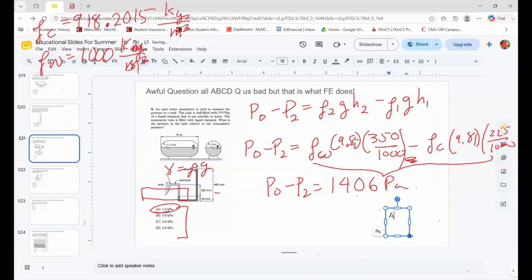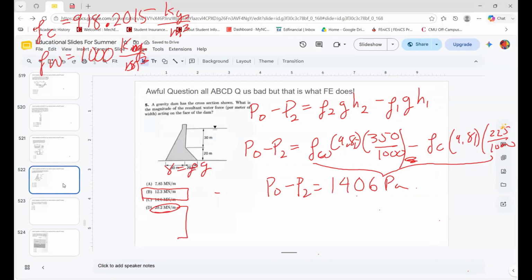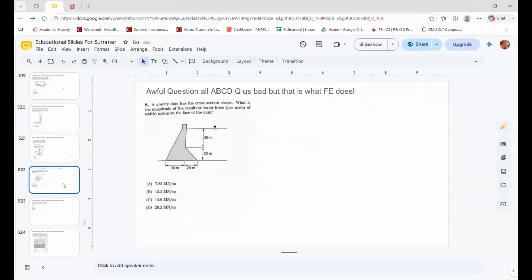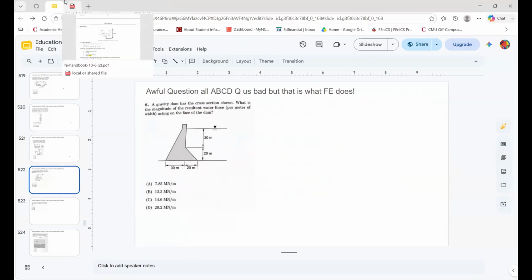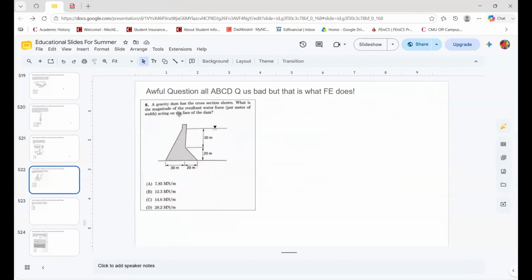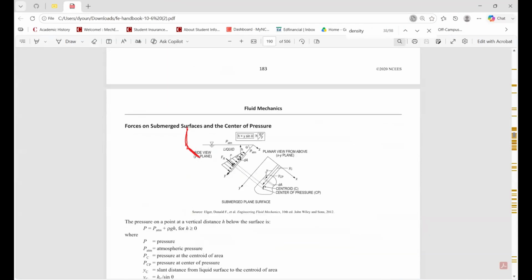We move on now to this question. A gravity dam has a cross-section area shown. What is the magnitude of the resultant force per meter acting on the face of the dam? Oh, wow. This is a question that requires me to go to, wait, face of the dam? So this whole face. So the 30 counts too, huh? Okay, we can play this game. Honestly, we have to just do this.